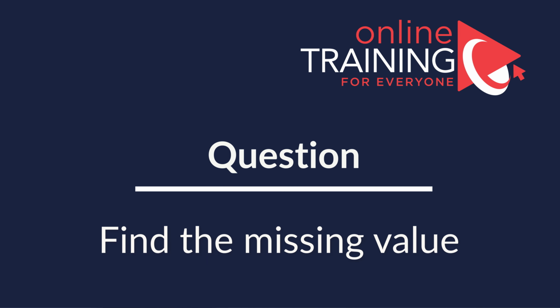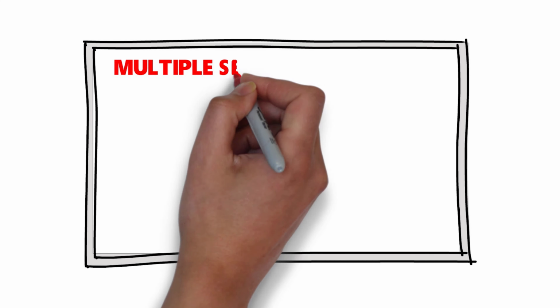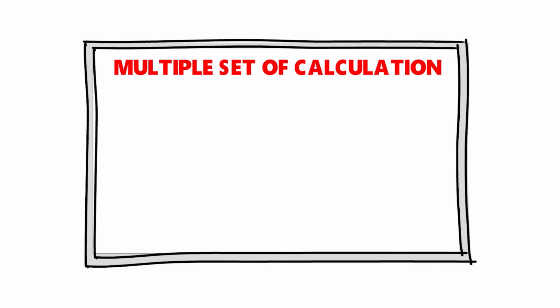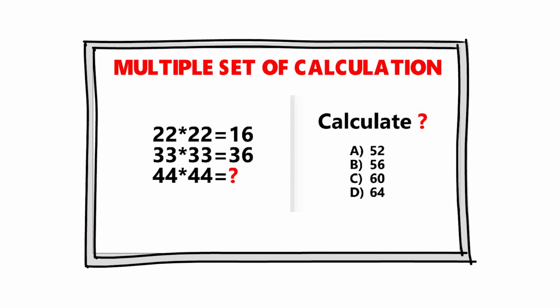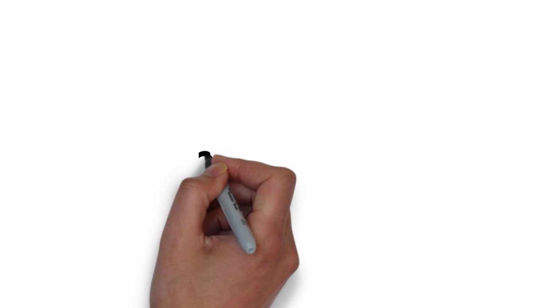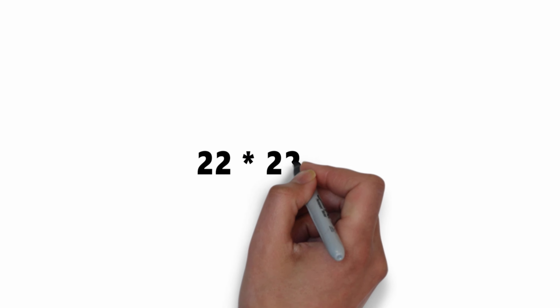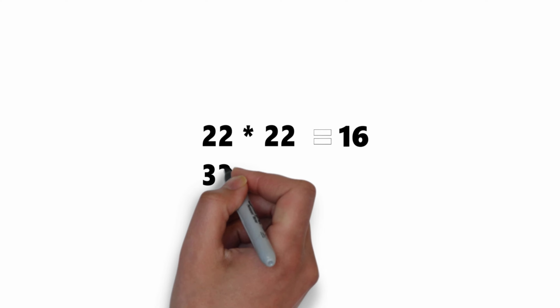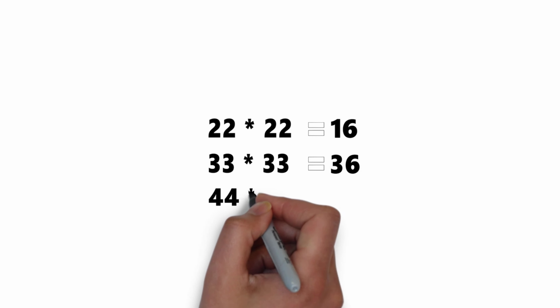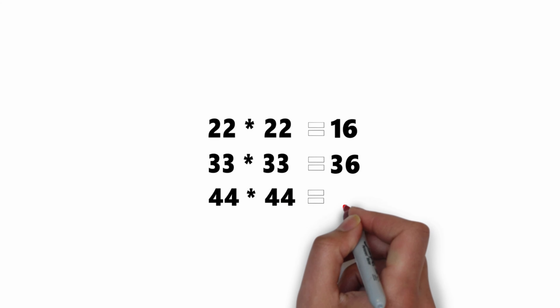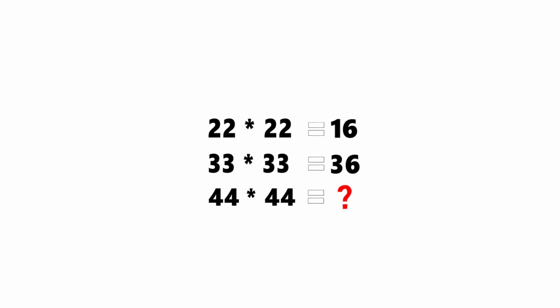You're going to love this problem because it is so confusing. You're presented with multiple sets of calculations. In our case, we have 2 full calculations, and 1 calculation is missing the final value. The first calculation is 22 multiplied by 22 equals 16. Second calculation is 33 multiplied by 33 equals 36. And then the last calculation is 44 multiplied by 44 equals question mark. And you need to calculate the question mark.